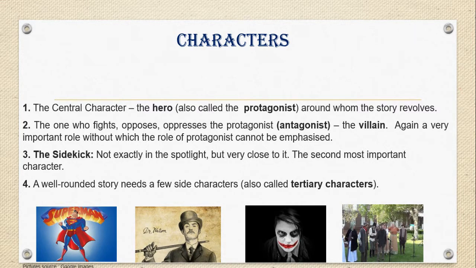The characters or characterization in a story is also very important. There can be a central character called the protagonist around whom the story revolves. Then there can be an antagonist in the story who is often called the villain as well, and he or she fights, opposes or oppresses the protagonist. Then we can have a sidekick who is not always in the spotlight but very close to it, because he or she is the second most important character in stories. Then there can also be other tertiary characters, and a well-rounded story needs a few tertiary characters as well.